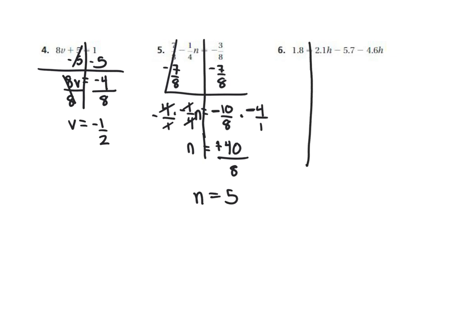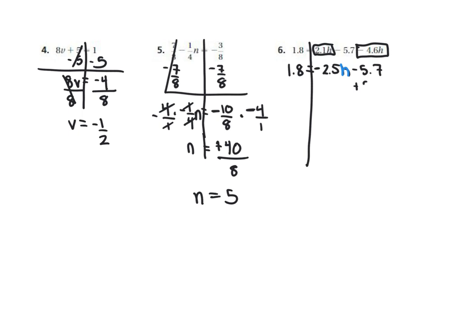And for number 6, we will combine like terms first. 2.1h minus 4.6h. When we combine those terms, we're going to get -2.5h minus 5.7. That's going to equal 1.8. Now we'll isolate our variable h.